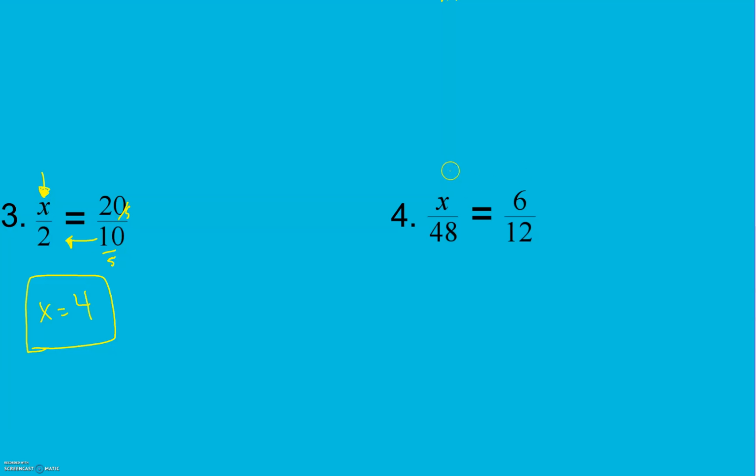Here, I'm missing x, so I look at my full fraction. How do I go from 12 to 48? Times 4. So I have to do the same on top, times 4, and x is 24. Okay, so here we're looking for the patterns. What happened to change one fraction to the other?